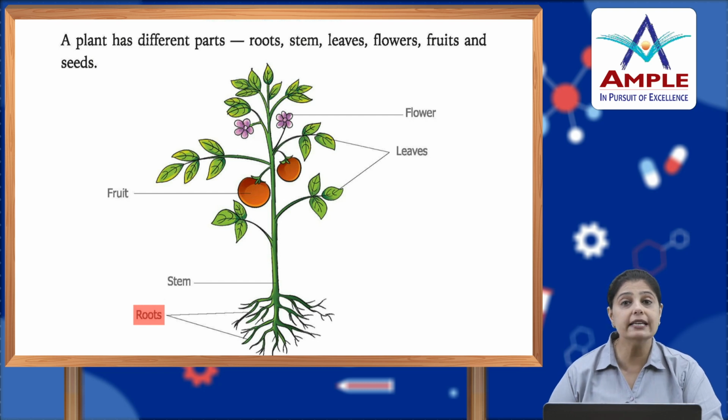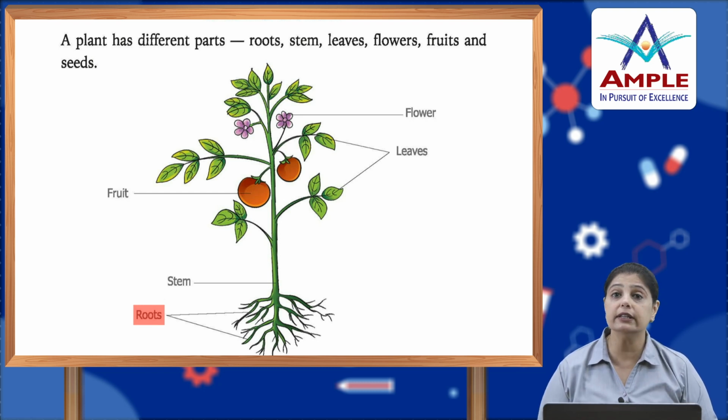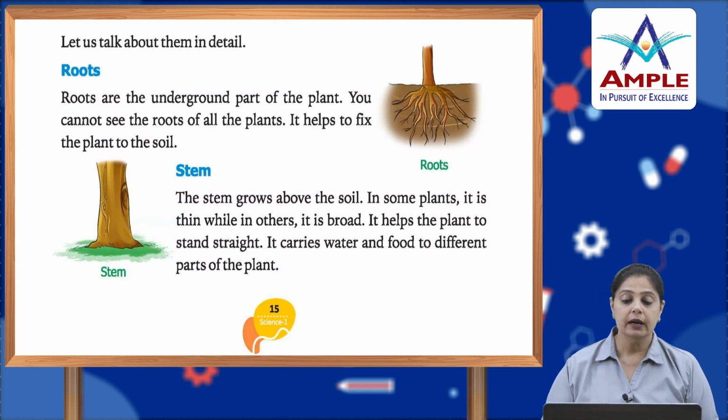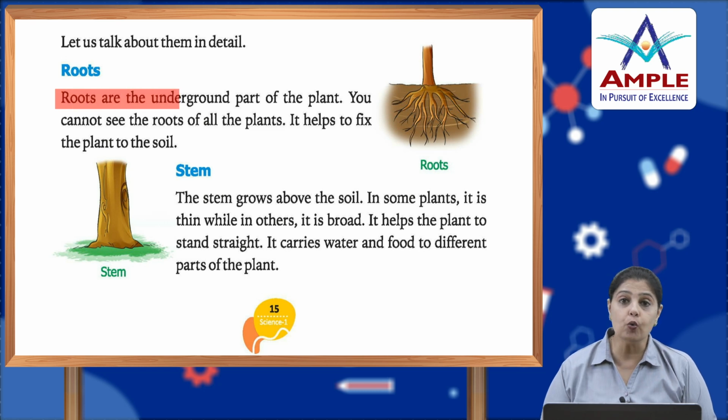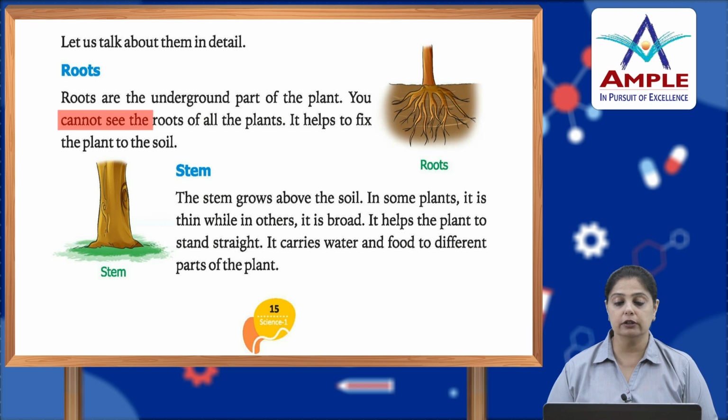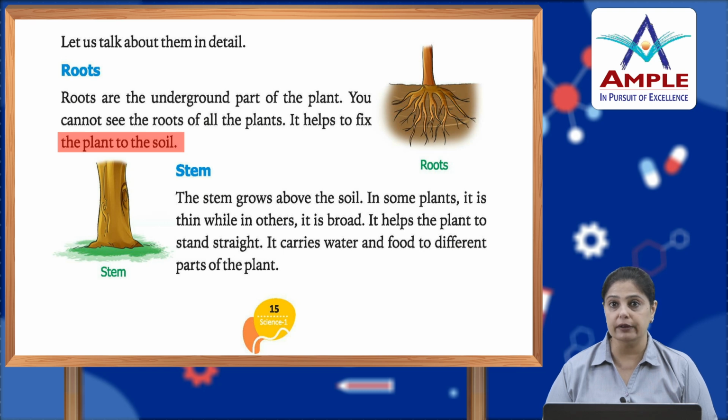Now, all these different parts play a very important role for the growth of the plant, and for our benefit also. Now let's see what the different parts are and what roles they play. Let's look at the roots. What are these? They are the underground part of the plant. You cannot see the roots of the plant. They help to fix the plant to the soil. So these are the roots.